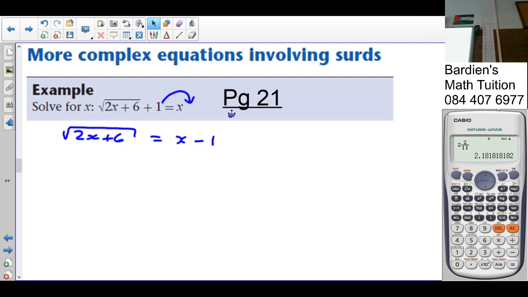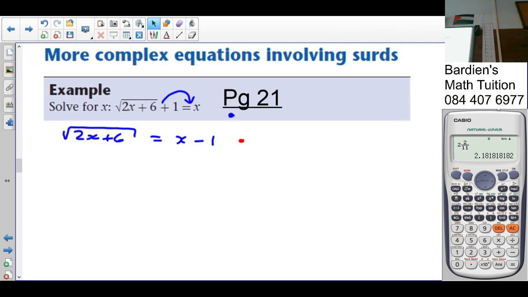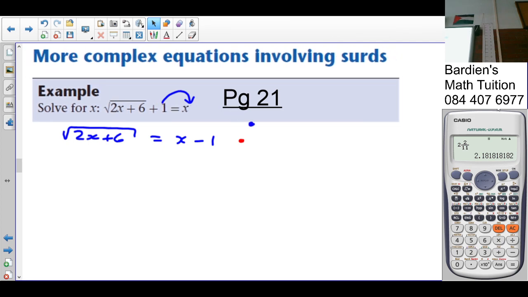Have I successfully isolated? Have I gotten the square root on its own? Yes. Next step. The next bullet I want you guys to write down is that now we square both sides of the equal sign.